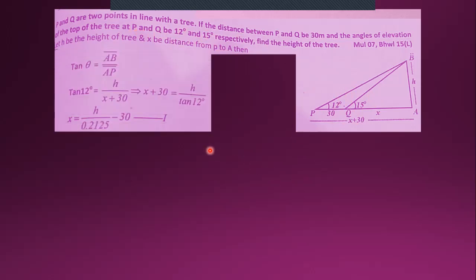सबसे पहले आप टेंजेंट थीटा ले लेंगे, और आपने क्या किया, लेट h बी द हाइट ऑफ द ट्री एंड x बी द डिस्टेंस ऑफ P to A. ये हम चीज पहले डिस्कस कर चुके हैं, मैंने आपको डिस्क्राइब कर दिया है. टेंजेंट थीटा इज इक्वल टू AB ओवर AP. ये किस में ले रहे हैं आप टेंजेंट थीटा? ये फुल आपका जो ट्राइंगल बना हुआ है, फुल बाहर वाला जो ट्राइंगल है उसमें ले रहे हैं. चले यहाँ पे मैं ये ट्राइंगल दोबारा से आपको बना के दिखा देती हूँ.